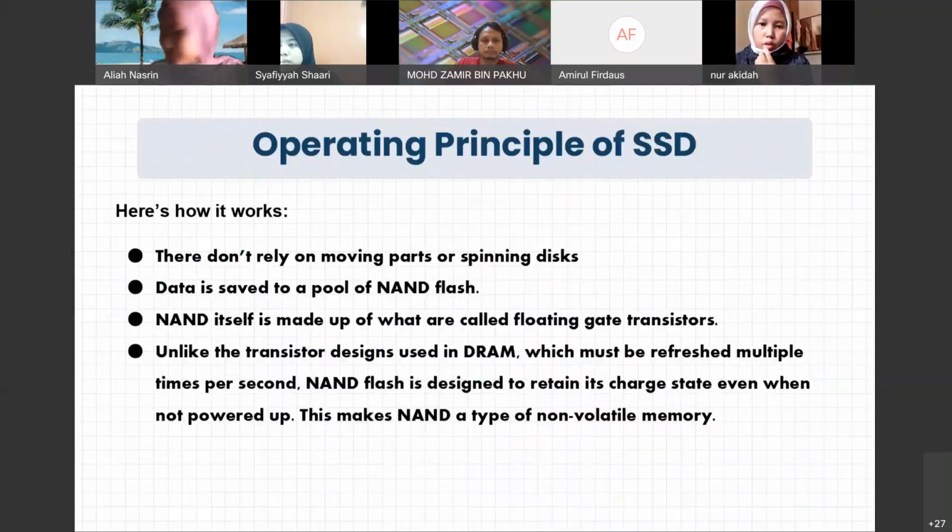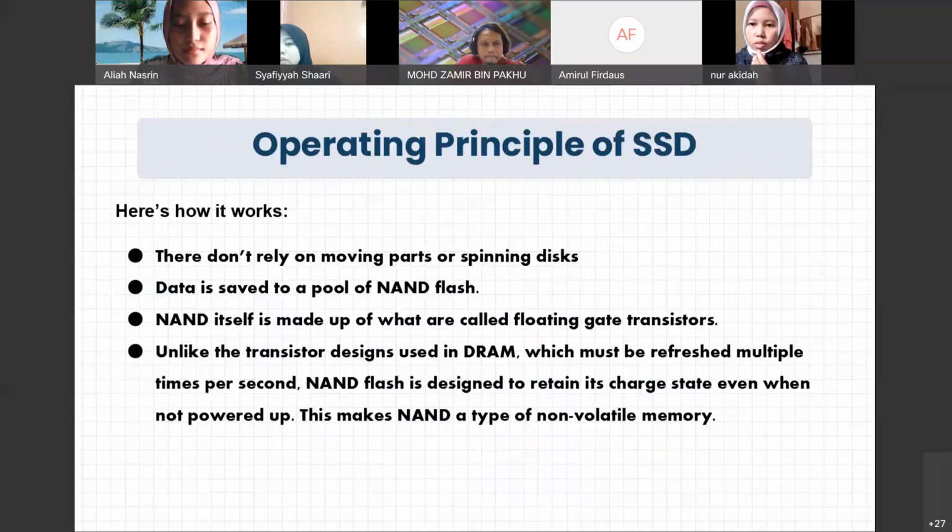So now I'm going to continue on the operating principle of SSD. Before that, an SSD is a solid state storage device that uses integrated circuit assemblies to store data persistently, typically using flash memory and functioning as secondary storage in the hierarchy of computer storage. So here's how it works.